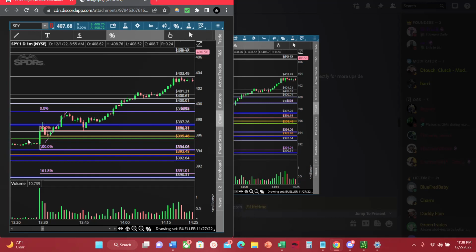So Powell starts to speak. We get that big pump in volume. I'm waiting for a slowdown. Not here, still too soon. This is the 1 minute. So I take it from the wick to the wick, the high, where we start to really slow down. It's around here where I draw the fib. That's around that time, and you see we hold the 50%.